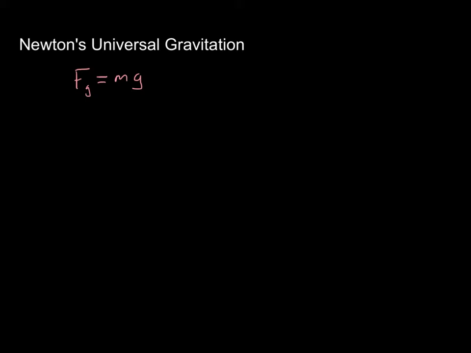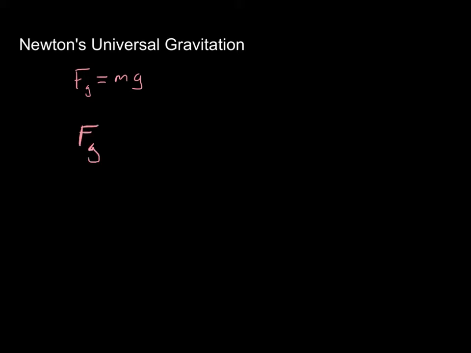Which is great because it helped us a lot when we were doing stuff with just on the surface of the Earth, but we can go further than that. Part of the problem is we don't know this g, the acceleration of gravity for, say, two planets, right? We don't know what the acceleration is that's between those two things. So there's a better way and kind of a more thorough way to calculate that, and that's Newton's universal gravitation.